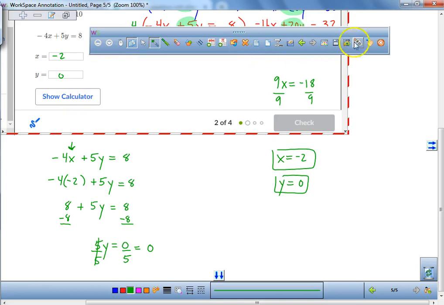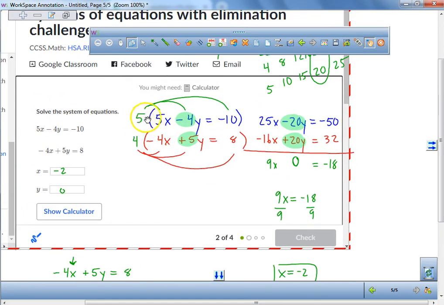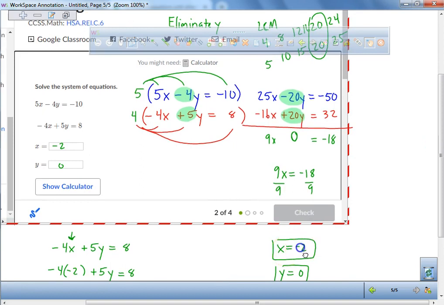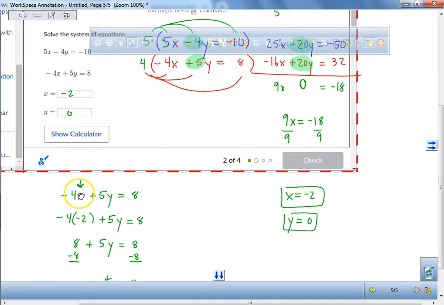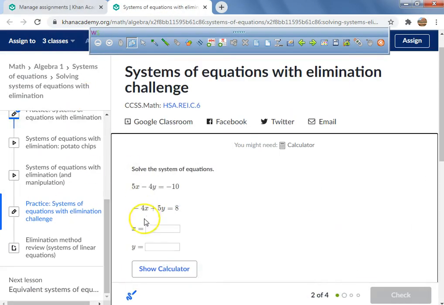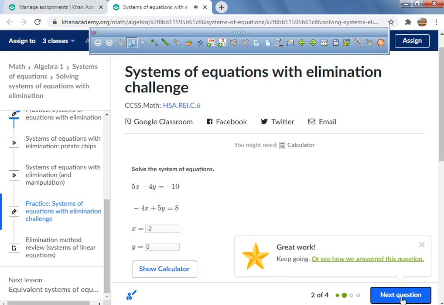Let's go quickly. I'll go over it real quick. Won't take long. Let's take a look at what we did. So we multiplied the top equation by a 5 and the bottom equation by a 4. Why? So that we get these to be additive inverses. So when we add them together, we get 0. Then we solved for x. We got x equals negative 2. Then we took that negative 2 and plugged it in right here and solved for our y. And that's all you got to do. Negative 2, 0. And we say, yay, we got it right.